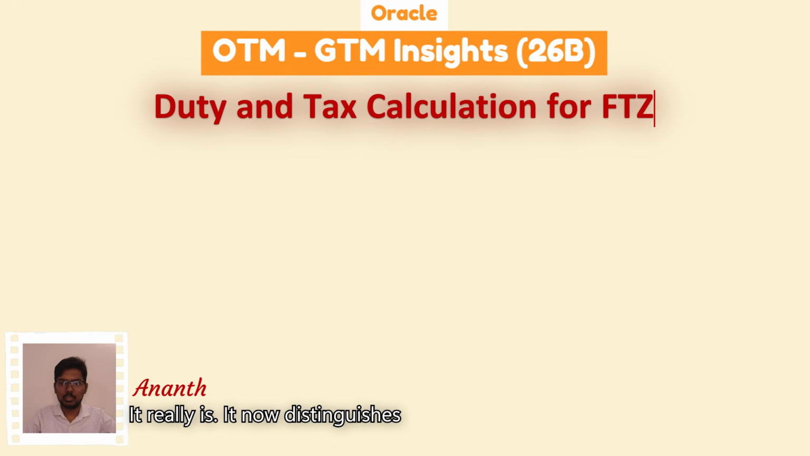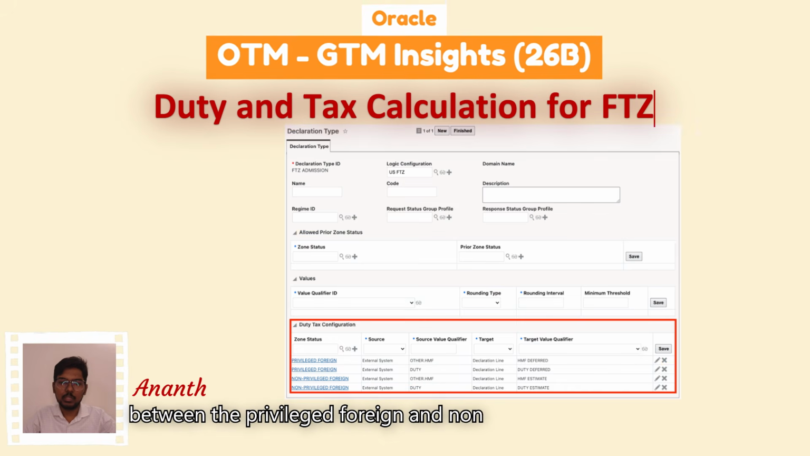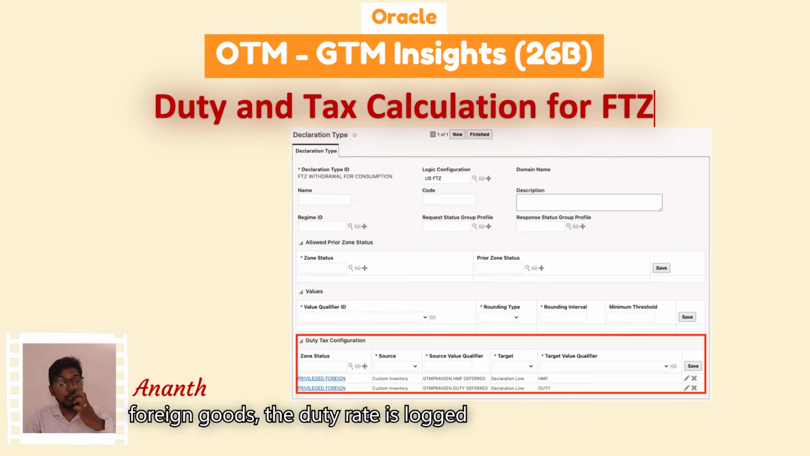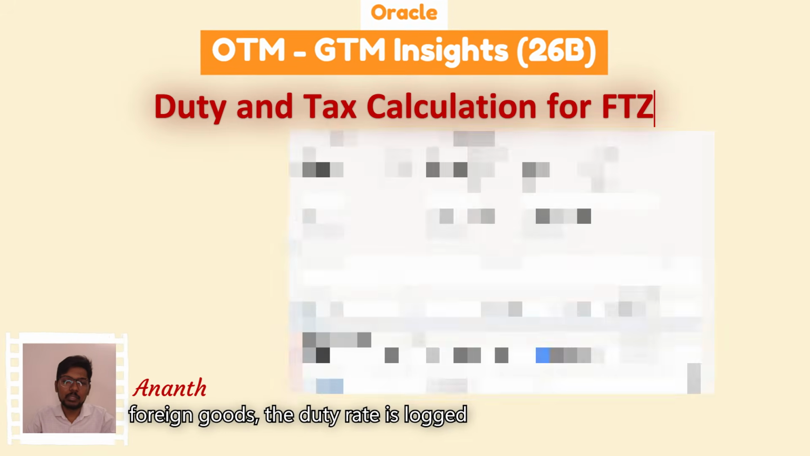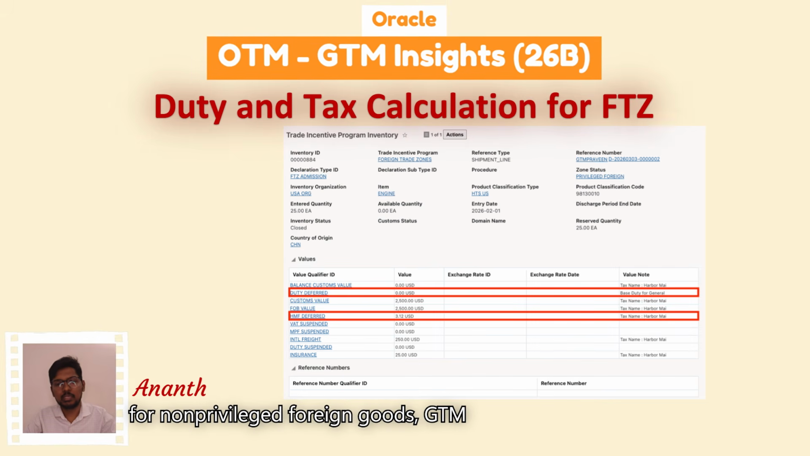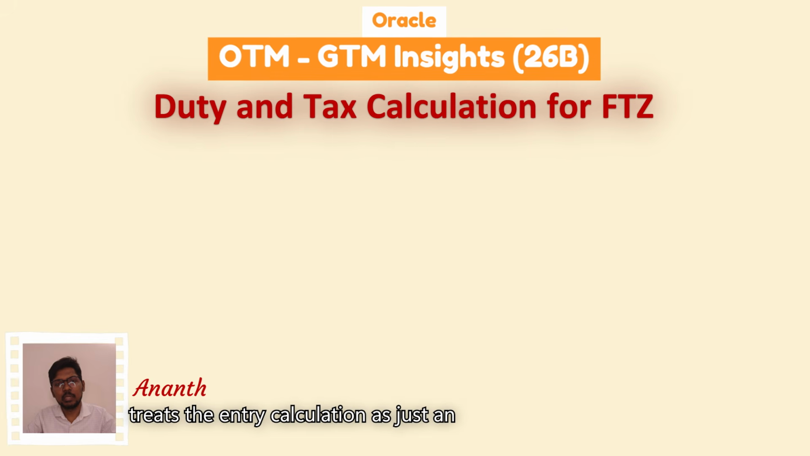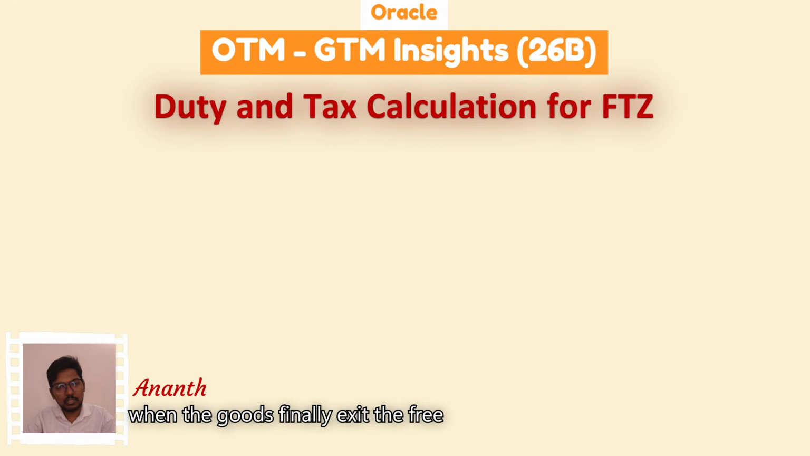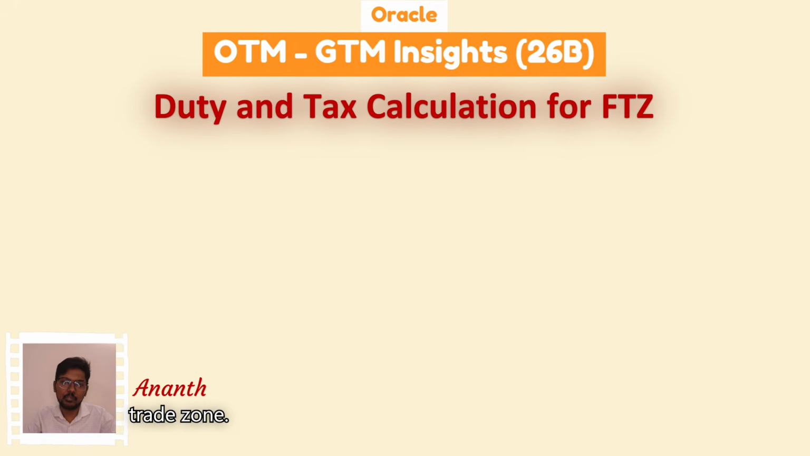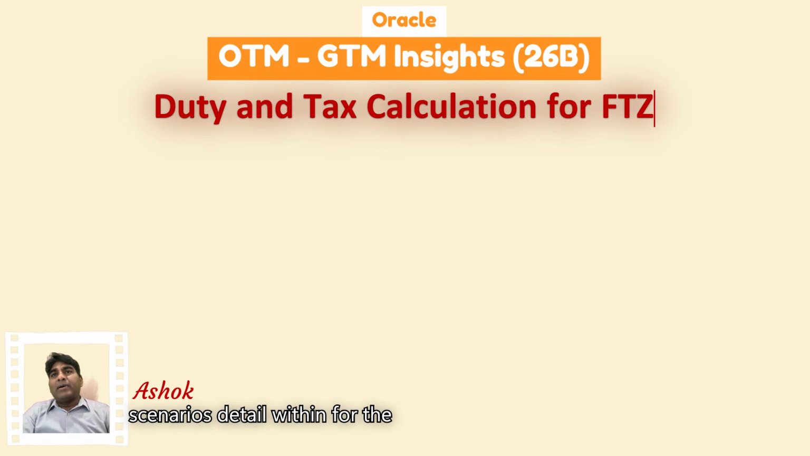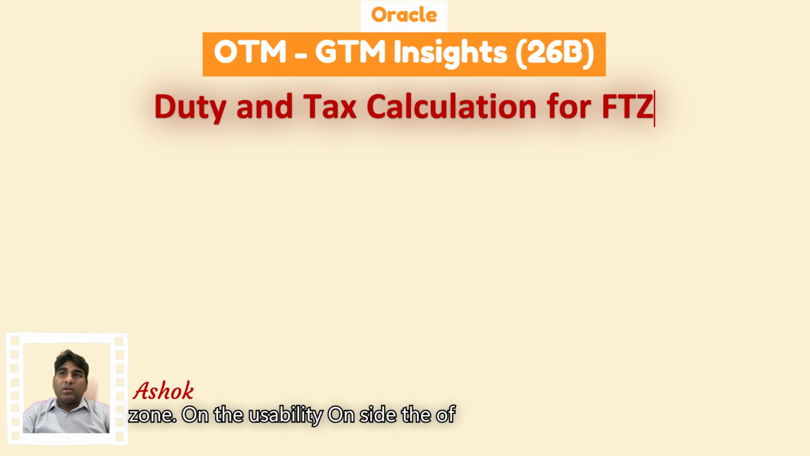It really is. It now distinguishes between the privileged foreign and non privileged foreign status. For privileged foreign goods, the duty rate is locked in when they enter the zone, but for non privileged foreign goods, GTM treats the entry calculation as just an estimate and does a full recalculation when the goods finally exit the free trade zone. It's great to see the level of detail for manufacturing scenarios within the zone.